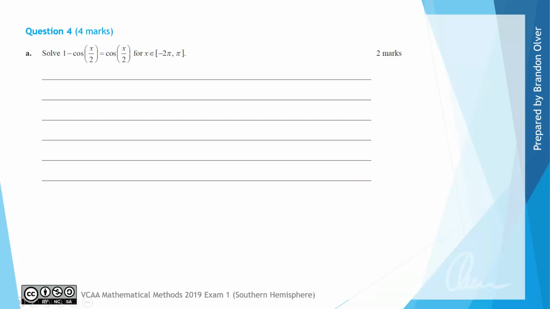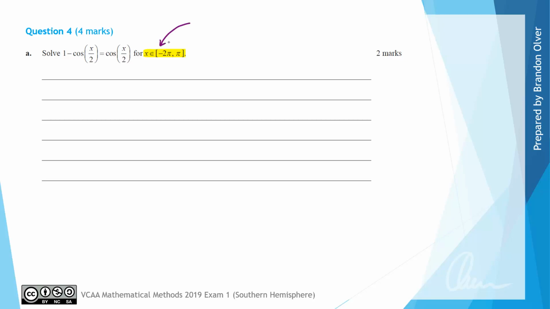For question 4, part A, we want to solve the equation 1 subtract cos of x over 2 is equal to cos of x over 2 for x an element of negative 2 pi to pi included. I've just highlighted that domain because that's one of the most important things when solving a circular function equation or a trigonometric equation. We need to know where the solutions are going to appear.